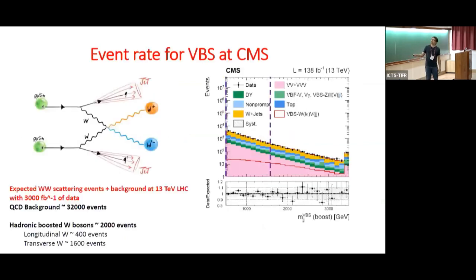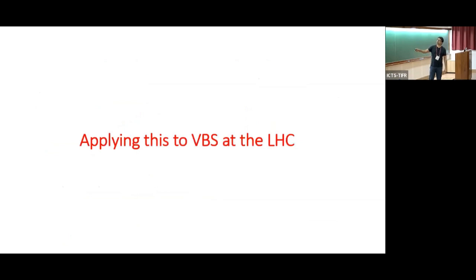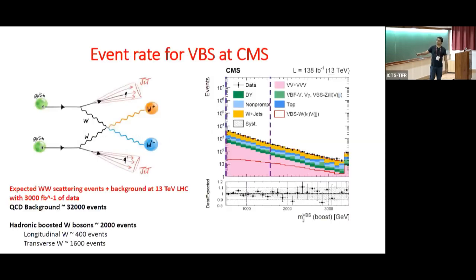So, quickly applying this to the main purpose, which is vector boson scattering at the LHC, we just do a quick estimate of the number of events that we expect to see at the 13 TeV LHC with 3,000 inverse femtobarns of data. I took the current CMS study, which is at 138 inverse femtobarns, and scaled it up. So the QCD background events you'd expect with 3,000 inverse femtobarns is about 32,000, out of which you'll have 2,000 hadronic boosted W events.